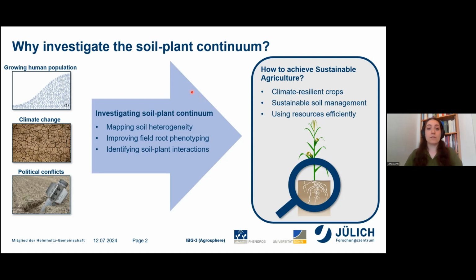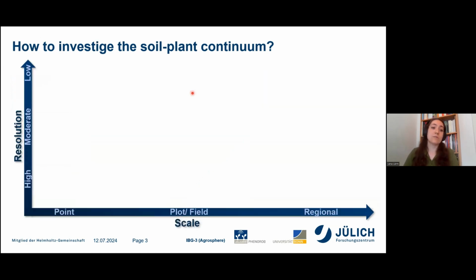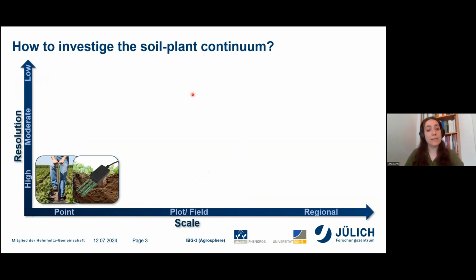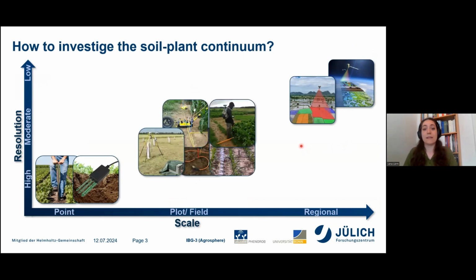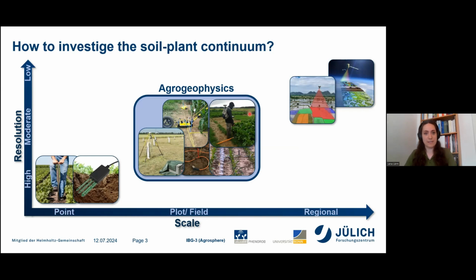The investigation of this soil-plant continuum ranges across different resolutions and scales. At the high resolution and point scale end of the spectrum, we have direct soil sampling and soil sensors. At the regional scale and low resolution end of the spectrum, we have airborne methods like drones and satellites. If we want to measure at a moderate resolution and at plot to field scale, geophysical methods come into play. And if we use them in an agricultural background, this field of research is called agrogeophysics.